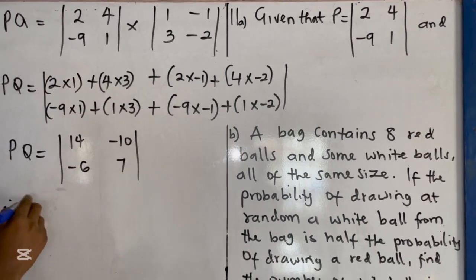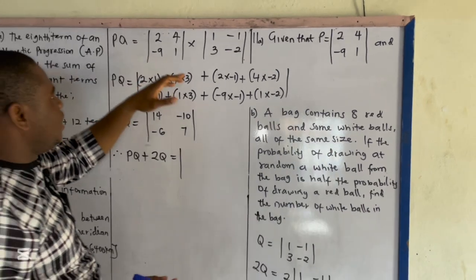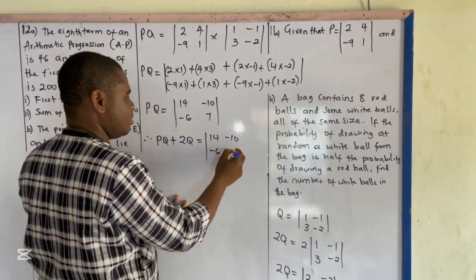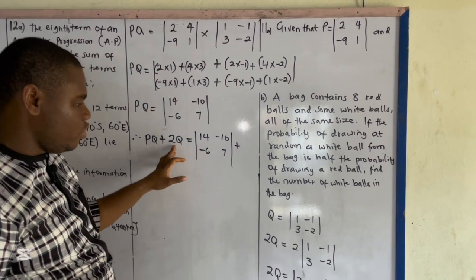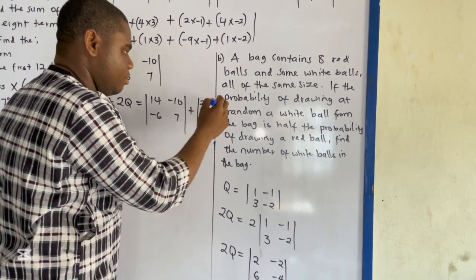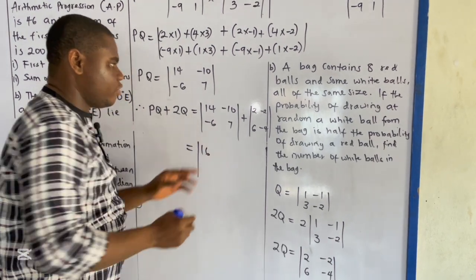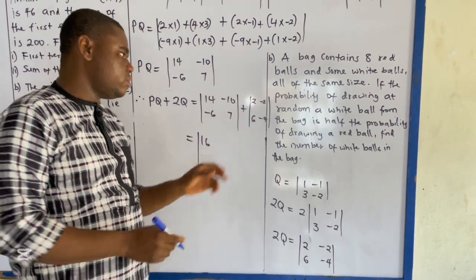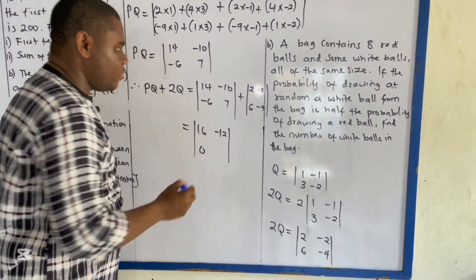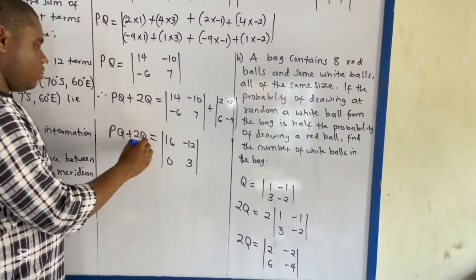Alright, so therefore PQ plus 2Q. For PQ we had 14, minus 10, minus 6 and 7. For 2Q we had 2, minus 2, 6 and minus 4. So in this case, 14 plus 2 gives us 16. Minus 10 plus minus 2 will give us minus 12. The next one, minus 6 plus 6 is 0. 7 plus minus 4 will give us 3. So PQ plus 2Q will give us this.